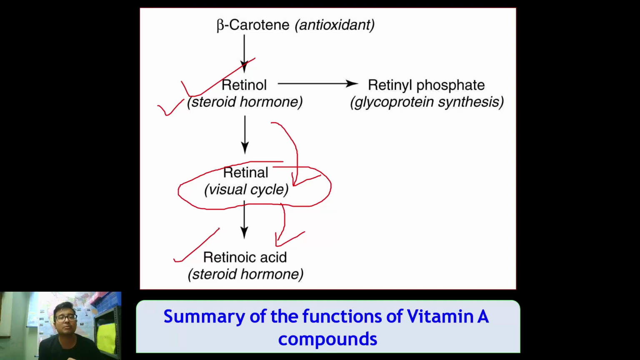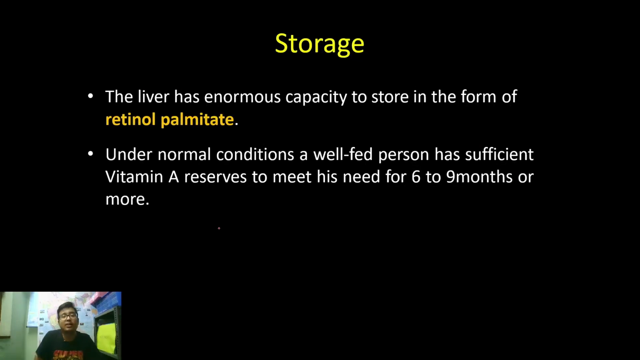The structure of the steroid nucleus, I think you must have been taught in lipid chemistry, that is the cyclopentanoperhydrophenanthrene ring. A big name, CPP, C triple P. You must know the name and structure of steroid. So all of them have got that structure, steroid hormone, and they act on the nucleus. They act on hormone responsive elements. That's why retinol and retinoic acid both act as steroid hormones. So this is how the function of various vitamin A components can be summarized. Next, we come to the storage of vitamin A.